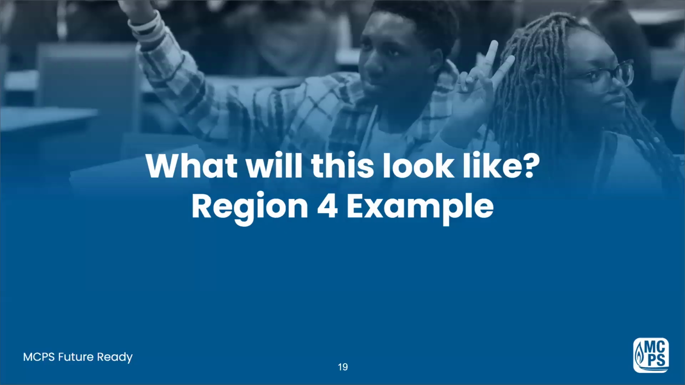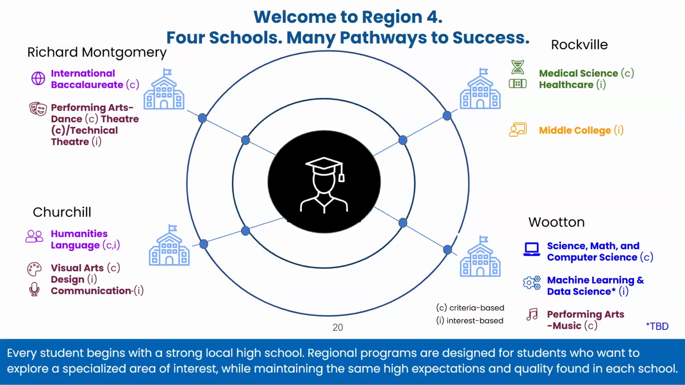Thank you. So let's take a closer look at how this will look for a student. Next slide. As stated, Region 4 includes 4 high schools: Richard Montgomery, Rockville, Churchill, and Wooten. An 8th grade student in this region has many pathways to success. So let's talk about Anita. Anita is a rising 9th grade student whose home school is Churchill. In Region 4, she finds she has an abundance of choices, some at her home school and others within a reasonable distance. At Churchill, Anita has access to meaningful learning experiences, including dual enrollment, broadcast media, and computer science.